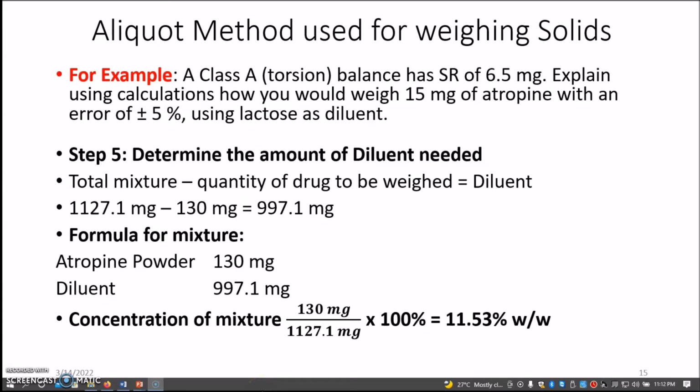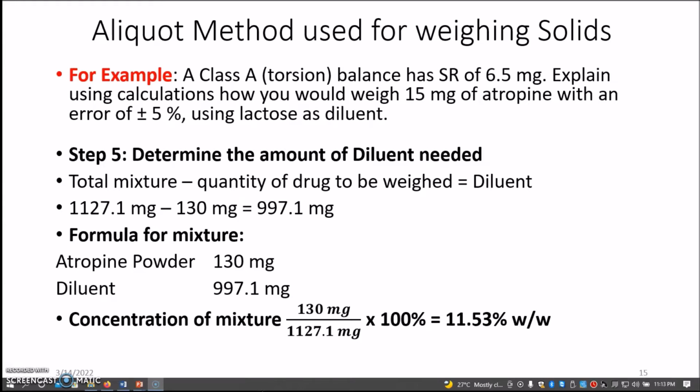Yes, so as I was saying earlier, the amount of diluent is obtained from subtracting 130 milligrams from the total amount of mixture calculated, and that will give us the amount of diluent. And in this case, the diluent could be lactose or starch, any such powder that will not confer any therapeutic effect, but it serves as a vehicle for the drug.